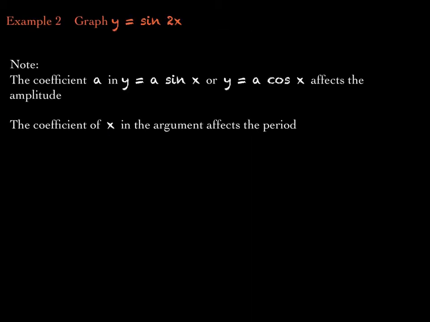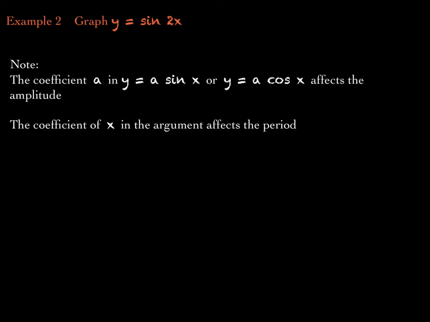Look at this next example. Graph y equals sine of 2x. Now notice the 2 is actually part of the argument of the function. The 2 is not out front as a coefficient of the function as before. The 2 is inside the argument. So I want you to write down this note.